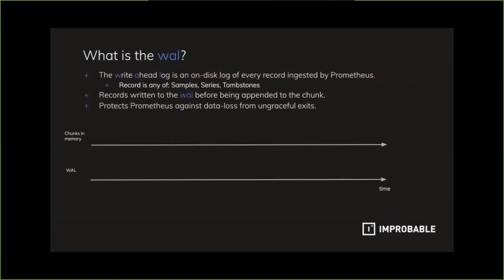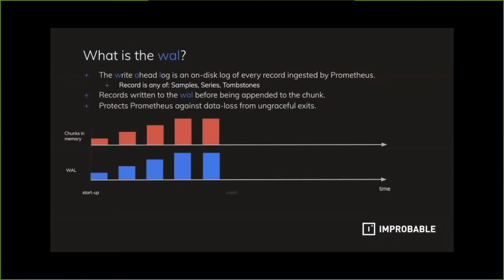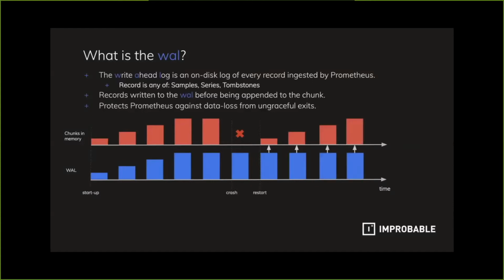So we have an instance of Prometheus that starts up and begins ingesting samples. At some point, the process crashes, wiping all of the chunks from memory. When the process is restarted, the first thing that happens is the data in the WAL is replayed back into memory to get us back to where we were. By default, the WAL retains the last 2 hours worth of data. We will explain 2 hours very shortly.